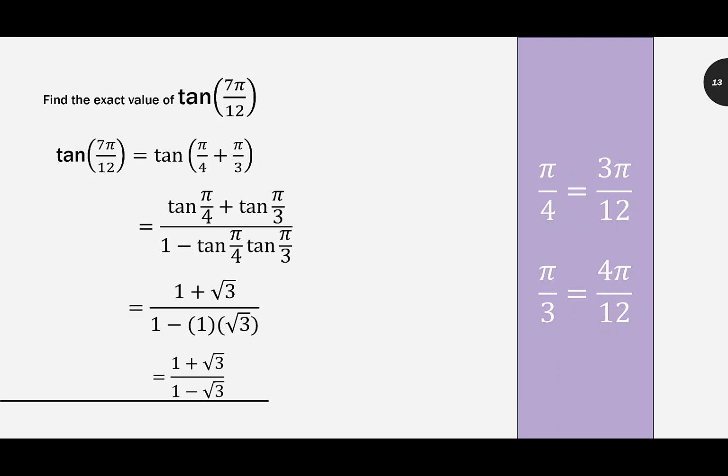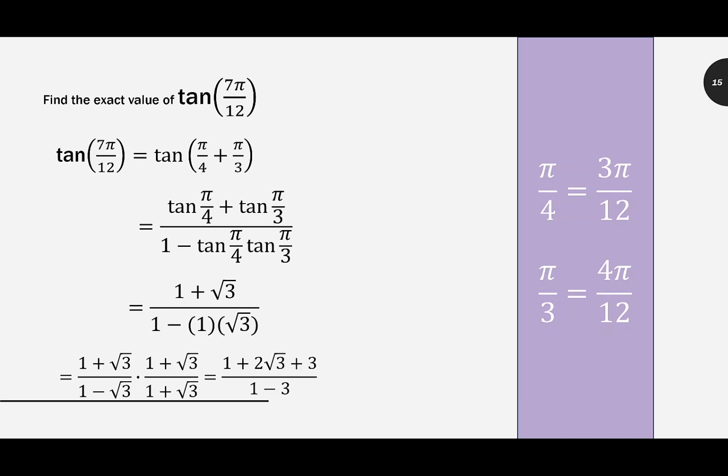Now that I have 1 plus the square root of 3 over 1 minus the square root of 3, I want to rationalize the denominator. To do that, I'm going to multiply by the conjugate, which is 1 plus the square root of 3 over 1 plus the square root of 3. Think like the difference of squares. 1 plus the square root of 3 times 1 plus the square root of 3 is 1 plus 2 times the square root of 3 plus 3. 1 minus the square root of 3 times 1 plus the square root of 3 gives me 1 minus 3.